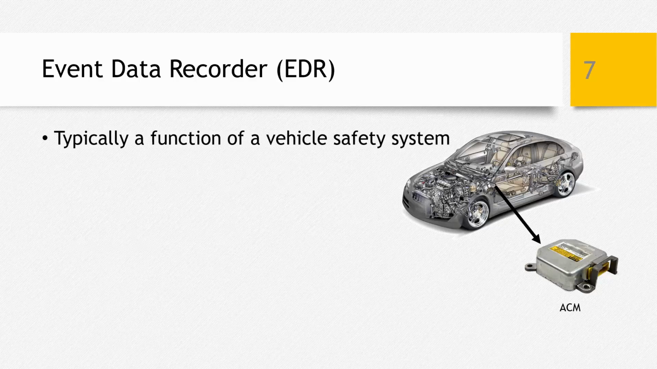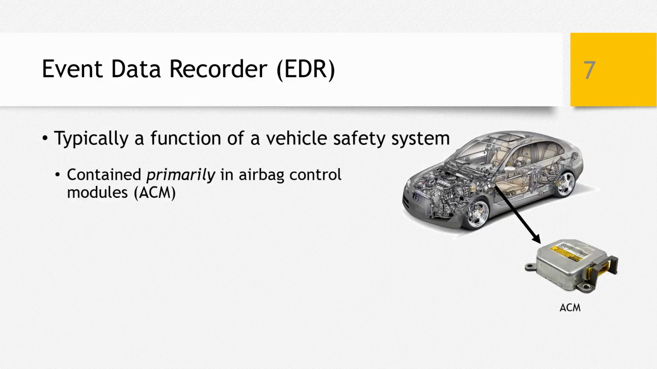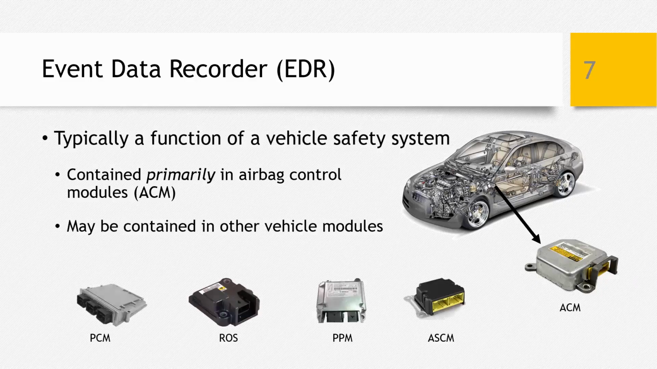And EDRs are typically a function of a vehicle safety system, as Ken mentioned. Primarily, EDRs are a function of the airbag control module. In the overwhelming majority of vehicles that contain an EDR, the airbag control module is the module that contains the data. You have to understand that the primary function of the ACM is to tell the car when to deploy an airbag. The EDR is a secondary function of that. Data may be contained in other modules as well, such as powertrain control modules, rollover sensors, and some others. But primarily, the airbag control module is the module that's going to be containing the data.